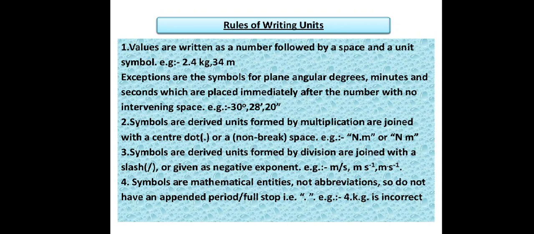The next one is symbols for derived units formed by division are joined with a slash or given by a negative exponent. Here the case is meter per second or meter per second square also. Now, symbols are mathematical entities, not abbreviations, so do not put a full stop. That means if you write 4 kg, it should be written continuously, 5 grams. Whether it is kg or gram, you should not give a full stop between the numerical value as well as the unit.